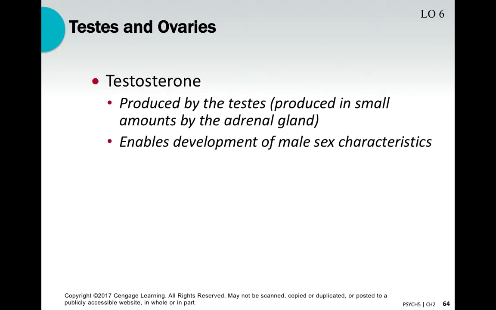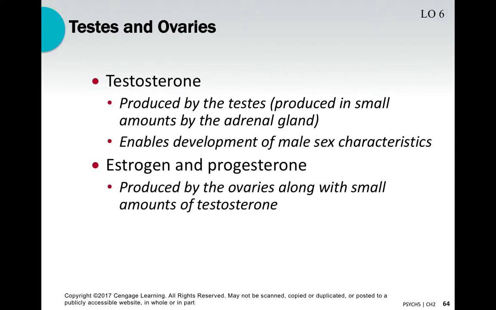Testes and ovaries are present. Testes are present if you are biologically male. Ovaries are present if you're biologically female. Testes produce testosterone, although females have small amounts of testosterone, but males have more, and it's produced by the testes. Also in the adrenal glands.